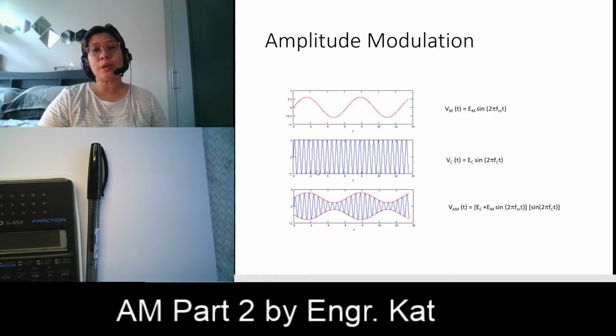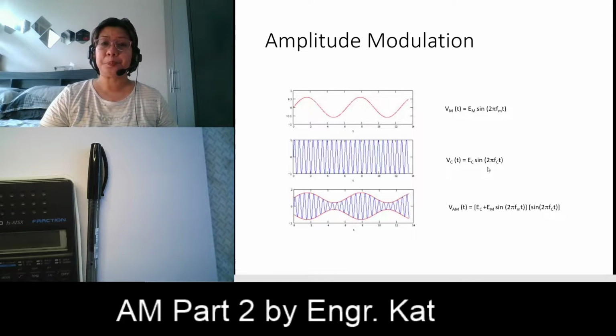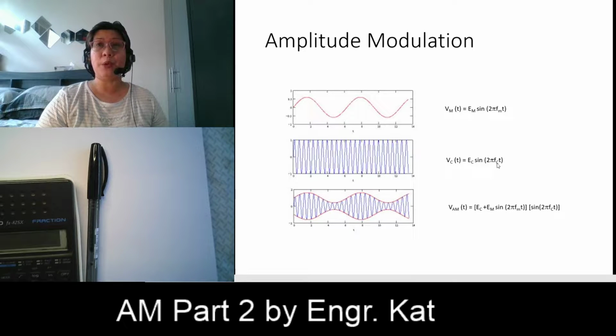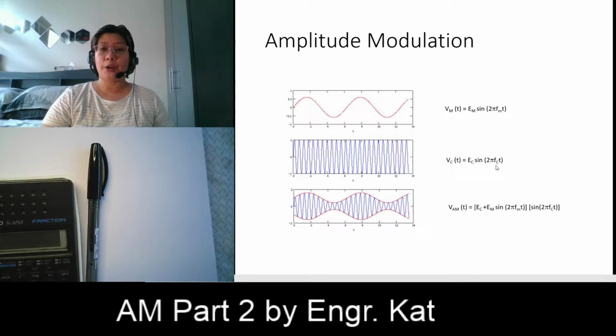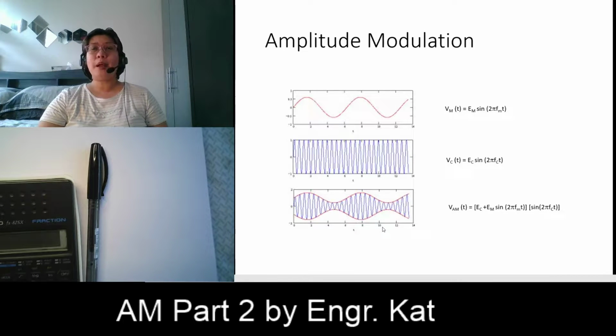This is our carrier signal represented by EC, the peak value of the carrier signal, and then we have another sinusoidal function, sine 2 pi FC t, wherein FC is the frequency of your carrier signal. After passing through a modulator circuit, the output is your AM waveform. This is your AM double sideband full carrier waveform, within what we call the envelope. The red lining is your envelope.